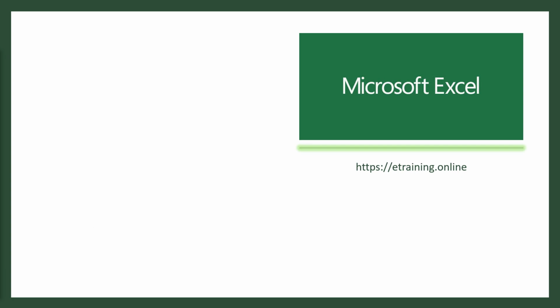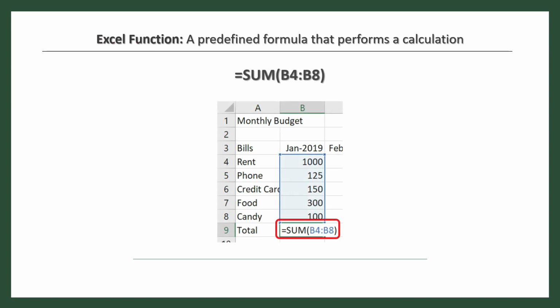Let's talk about the basics of the structure of Excel functions. An Excel function is a predefined formula that performs a calculation. For example, we know now that with formulas in Excel, the equal sign is actually an assignment operator. Then we have the sum and then the range.